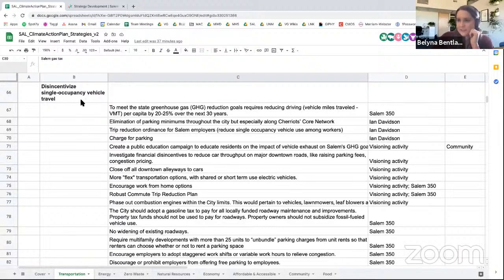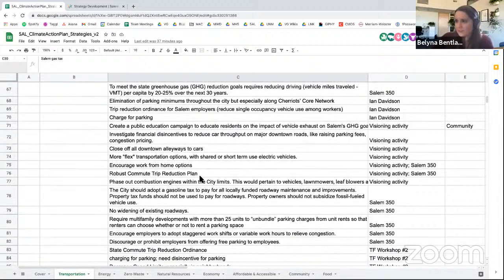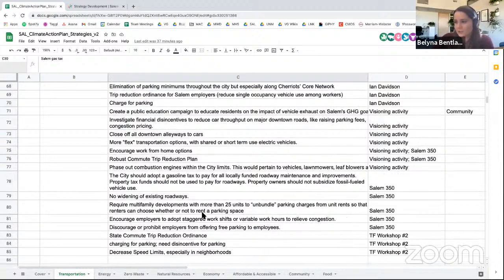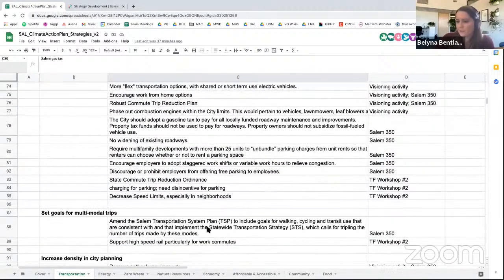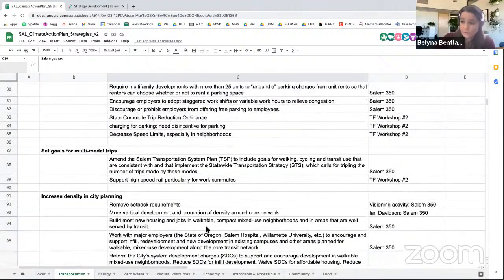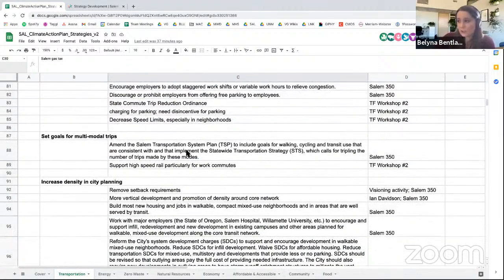So we also have the disincentivizing single occupancy travel, trip reduction ordinances. So there's some legislative activities in terms of strategies. Charging for parking. We know that downtown has some free parking. Maybe charging for parking could be a disincentive here. Decreasing speed limits in neighborhoods, going down to setting goals for multimodal trips. So updating current plans so that there's goals for these active commute modes of walking, biking, and using transit.